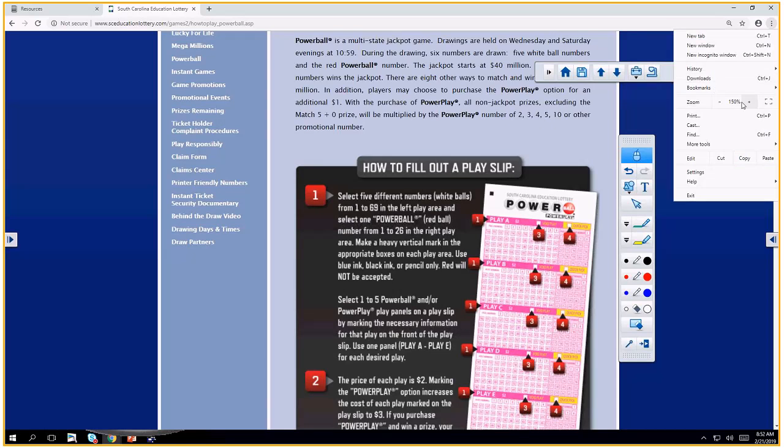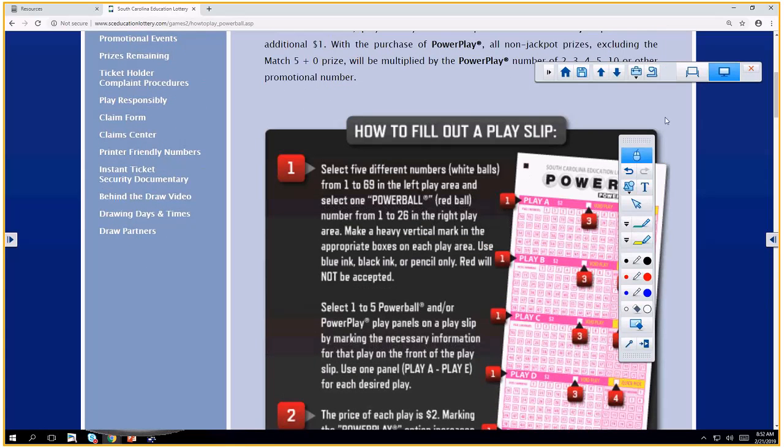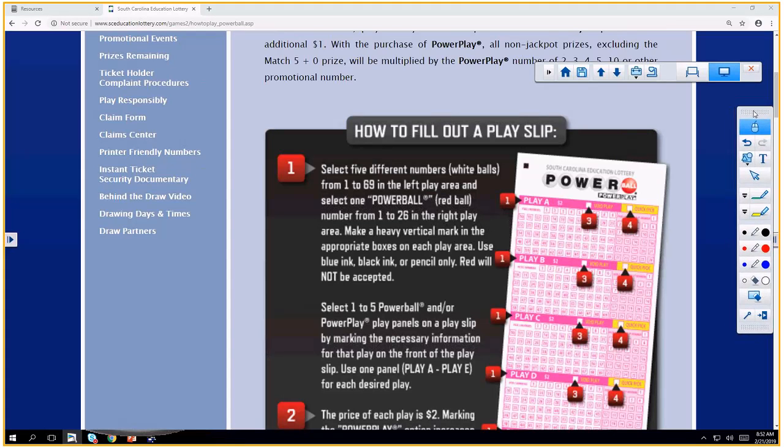There we go. Select 5 different numbers from 1 to 69 on the left area. Select 1 Powerball from 1 to what? 26. And the question will read something like that.